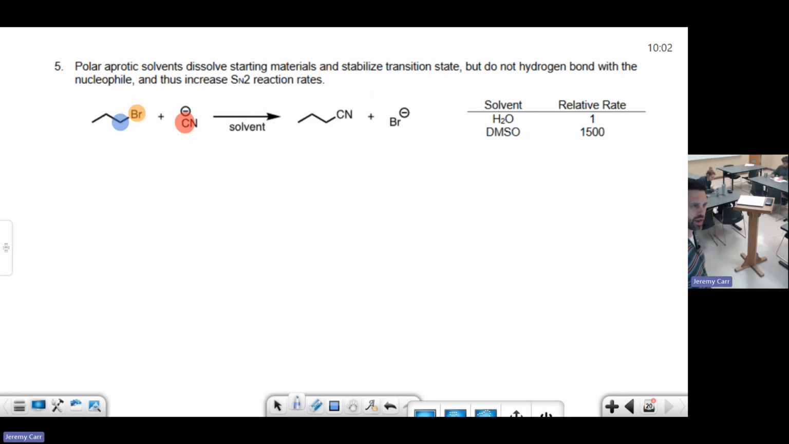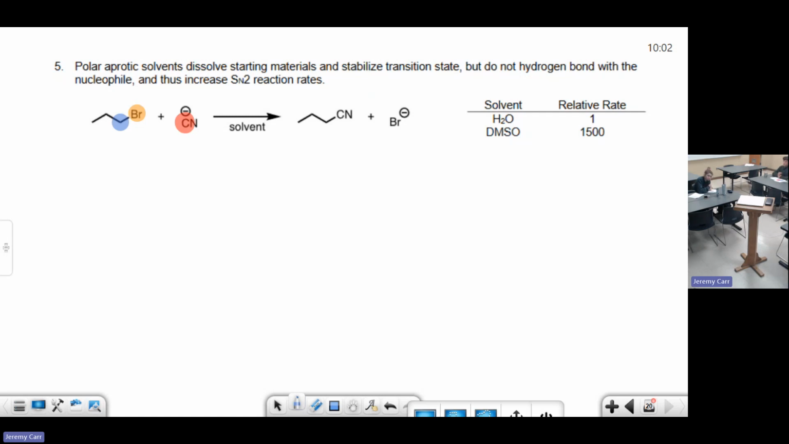So what happens in this chemical reaction? It's a substitution reaction. So we break the carbon-bromine bond. We form a new carbon-carbon bond. That is, the cyanide comes in and attacks. Leaving group goes away. Now, what happens if I run this reaction in water versus what happens if I run it in this weird-looking chemical called DMSO? We'll talk about what that is here.